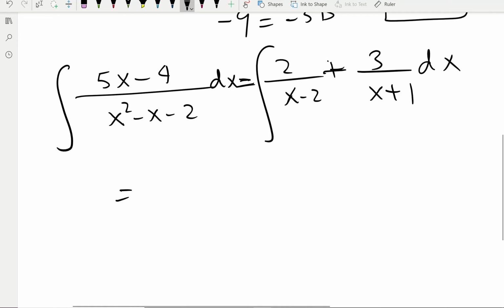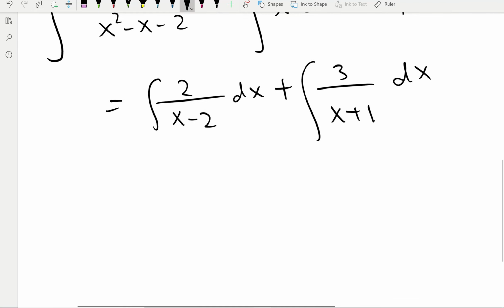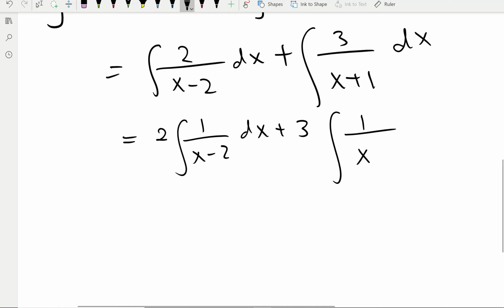Here we have addition, so we can integrate each fraction separately. We can split the integration because of that addition operation. Now think about this. What is the integral of 2 over x minus 2? Well, we can take that constant outside the integral. Let me do this very slowly. We can take the 3 also out of the integral. Now what is the integral of this part?